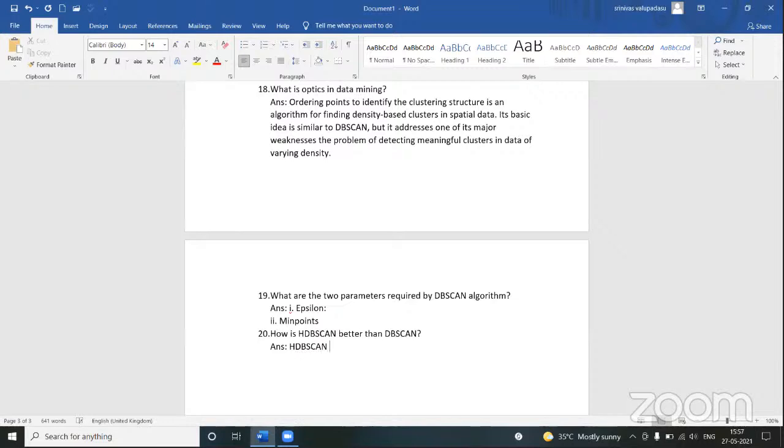HDBSCAN only needs the minimum cluster size as a single input parameter. That's why it is better than DBSCAN.